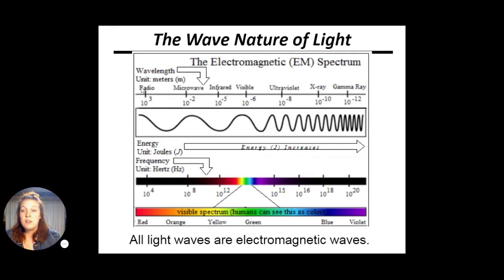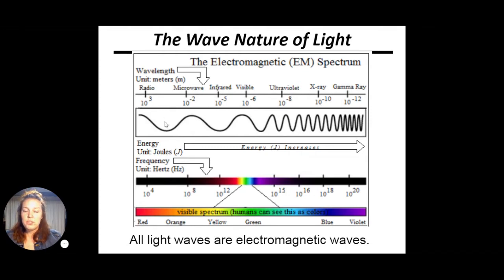You can see here that we have a variety of different waves. We have radio waves. Yes, the same radio waves you use to listen to the radio. Microwaves, infrared rays, those are waves. Those are going to be the heat lamps. Visible waves, ultraviolet waves, X-rays, and gamma rays.